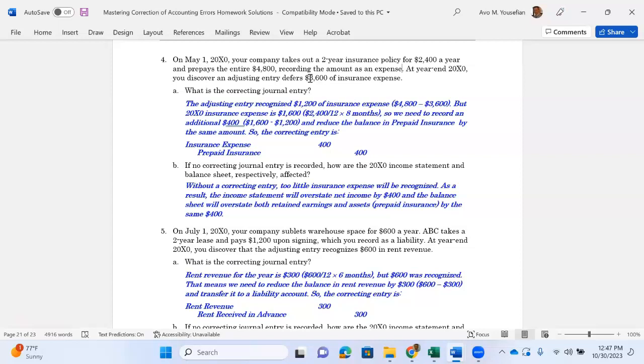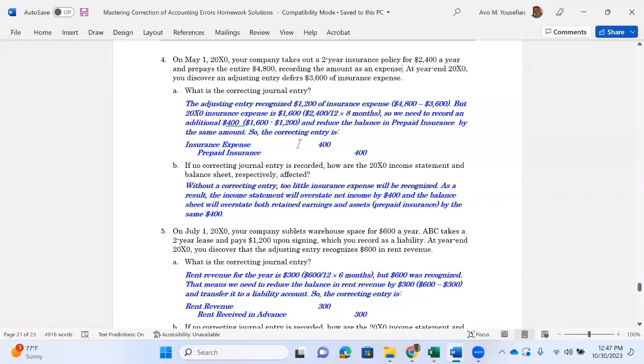So $2,400 divided by 12, that's $200 a month. $200 a month times 8 months expired, that's $1,600 of insurance expense, right? You need to have $1,600 of insurance expense.